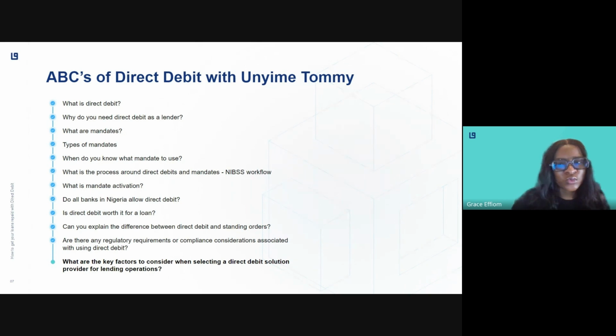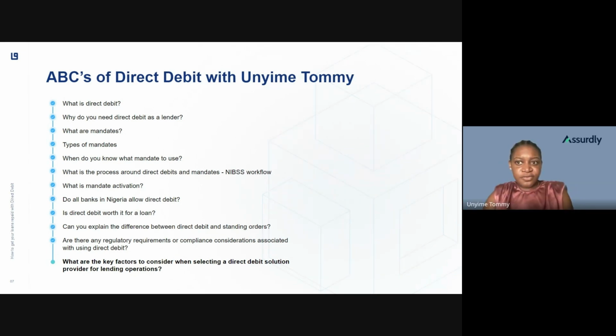I know a lender cannot just walk into news and say, oh, I want to integrate direct debit into my system. They probably have to leverage other people as well. If they're looking at a payment provider, what else should they look out for in order to be able to offer that service?